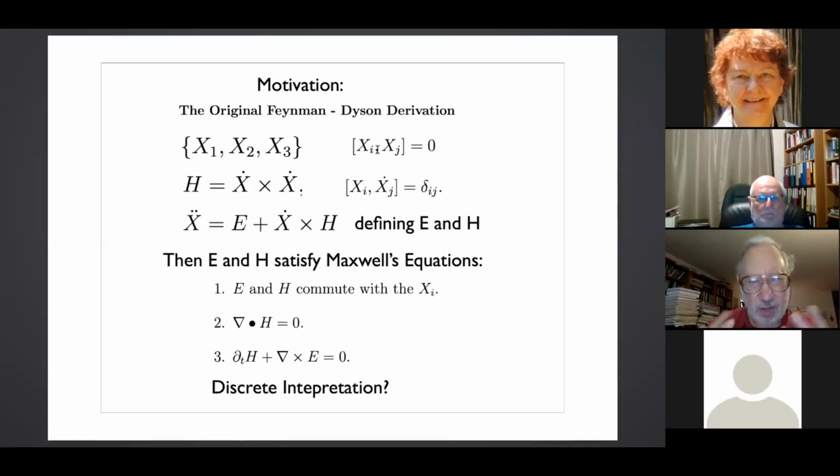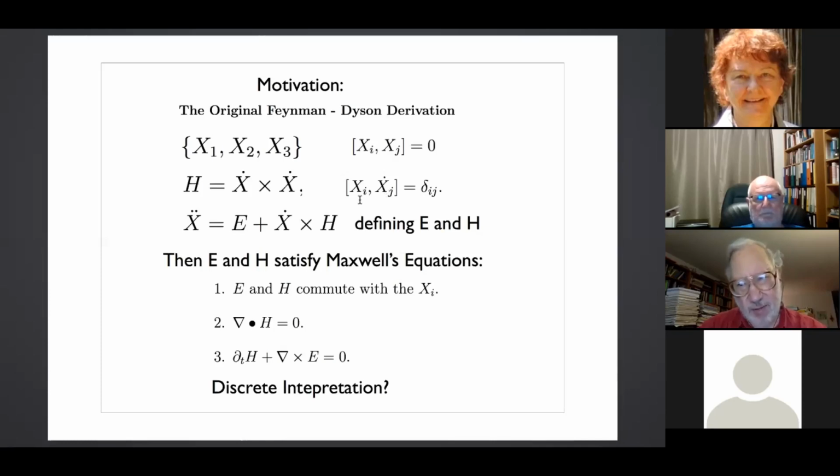And I look at the cross product of the velocity vector with itself. And the reason that that isn't zero, because we usually think that cross products with themselves would be zero, is because it isn't given that the velocities commute with positions. This is analogous to quantum mechanics, where the position does not commute with the momentum.